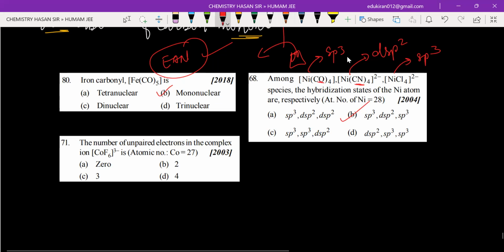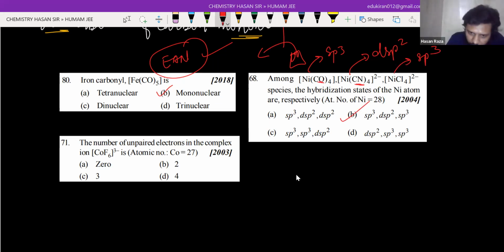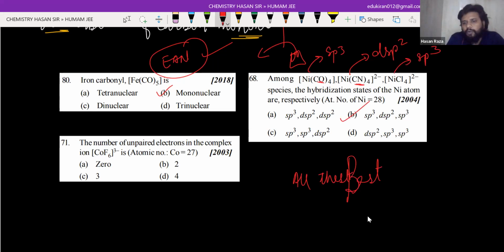Okay, so this is it for today. I will see you in the next class. All the best for tomorrow's exam, and we are going to start aldehydes and ketones in the next class.